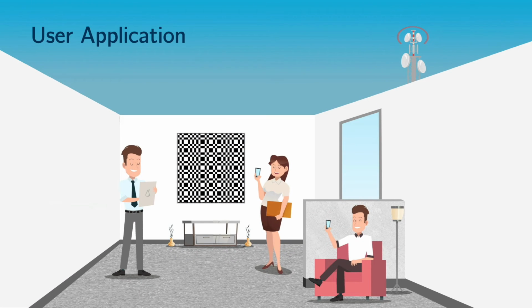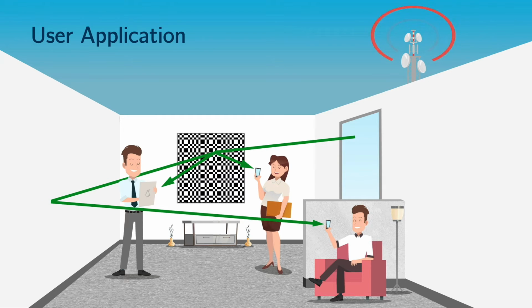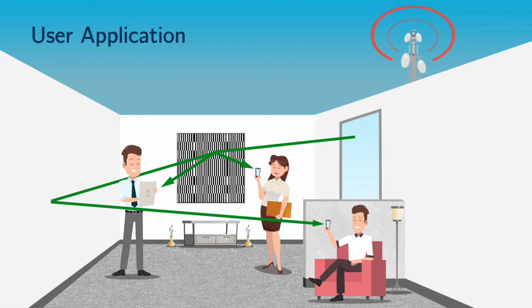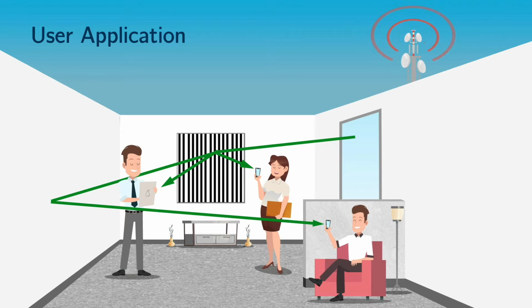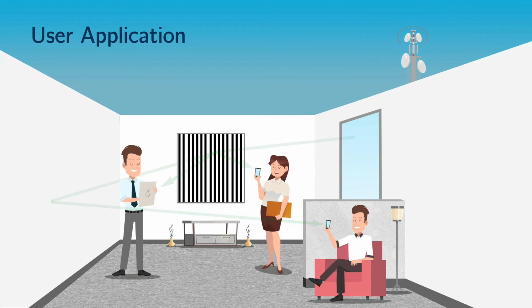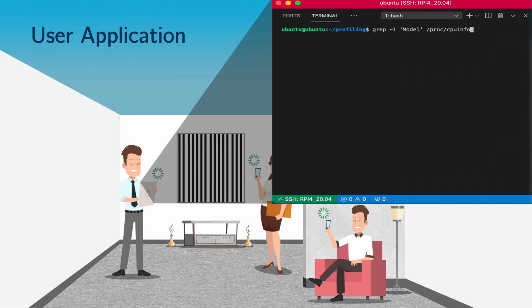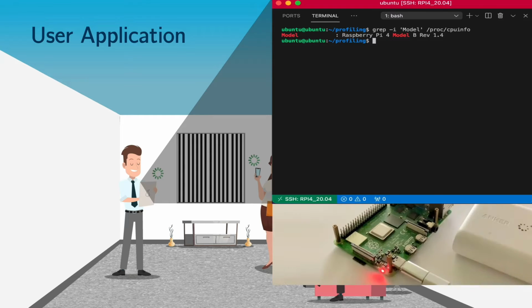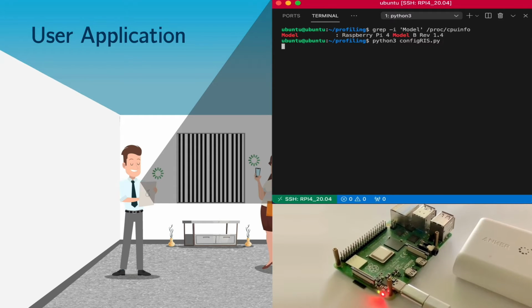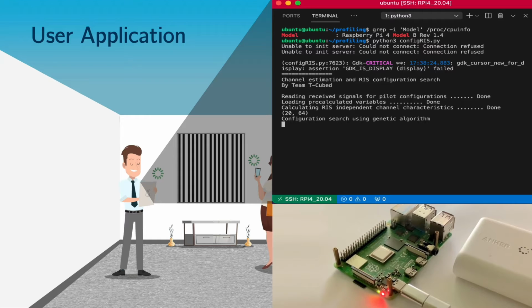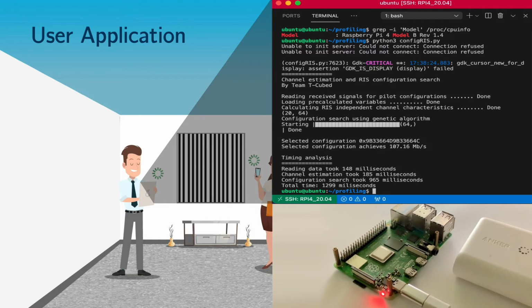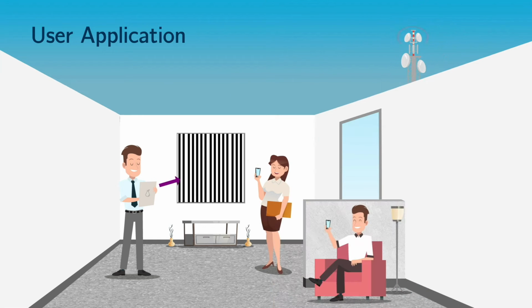For each user, the same set of pilot configurations are set in the IRS. Then the received signals are recorded. Afterwards, in the local device of each user, the algorithm runs. We have simulated this in a Raspberry Pi 4 device. The channel is estimated and then an optimum configuration is found in 1.3 seconds. The user then informs the IRS with his desired configuration.